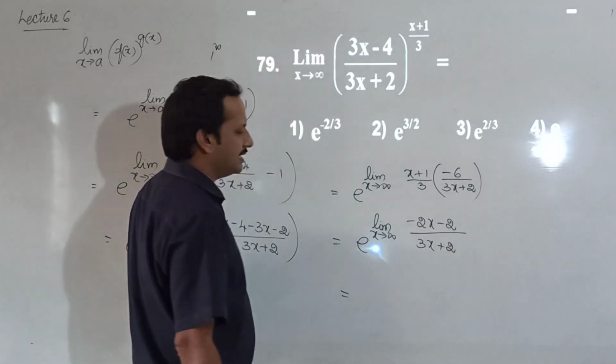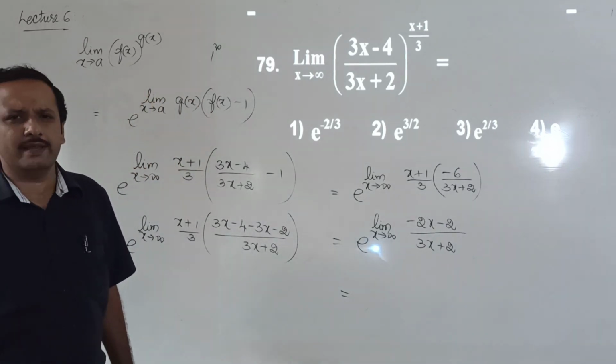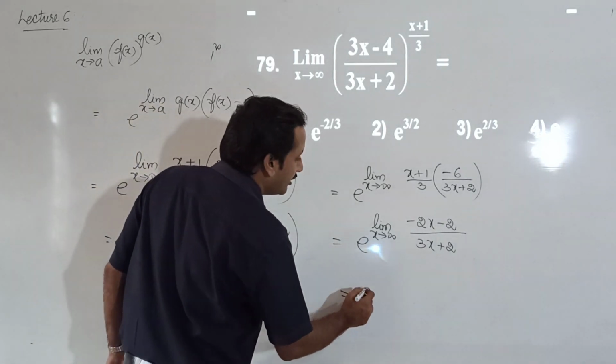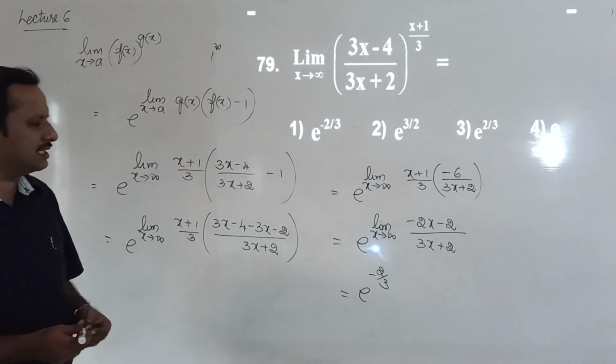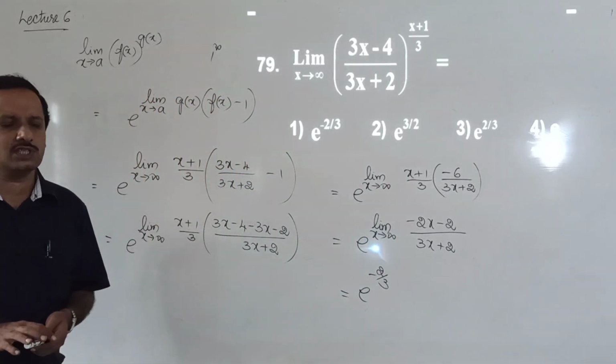Now apply the limit as x tends to infinity. Both are polynomials of the same degree. So the answer is e to the power minus 2 by 3. E power minus 2 by 3, which is the first option.